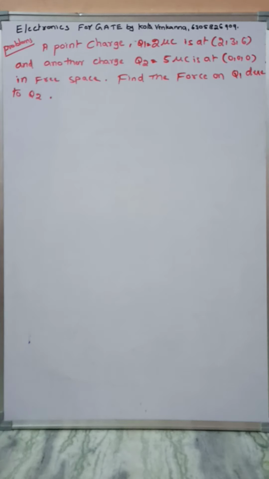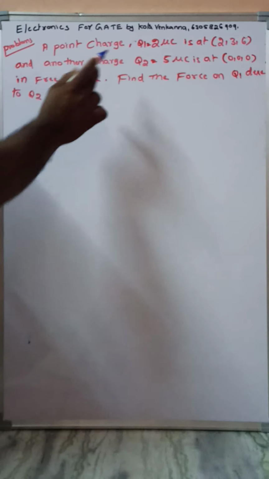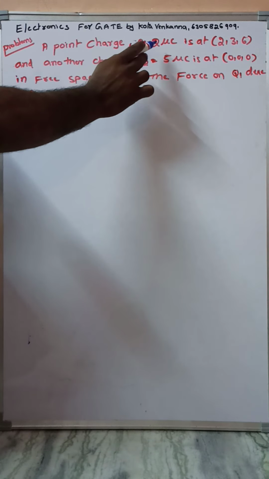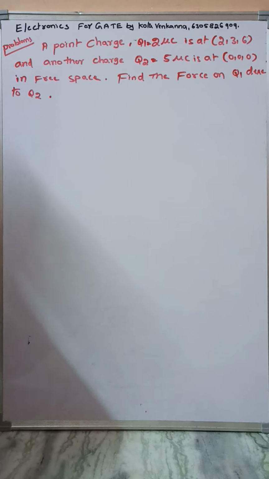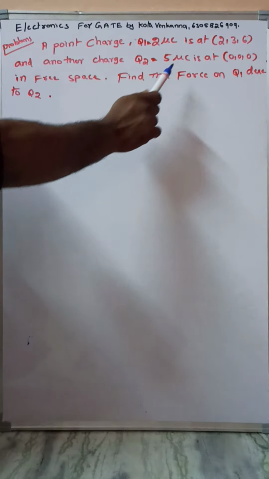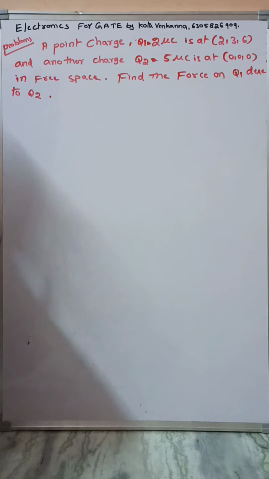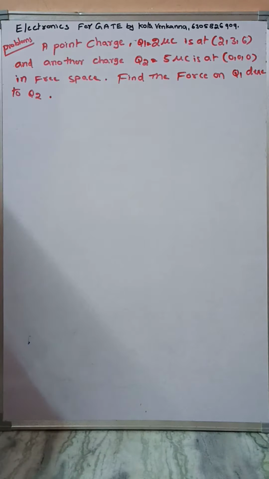Today I want to discuss problems on Coulomb's law. So here is a problem: a point charge Q1 equals 2 microcoulomb is at the point (2, 3, 6), and another charge Q2 equals 5 microcoulomb is at (0, 0, 0) in free space. Find the force on Q1 due to Q2. For any problem, first of all we have to write down the given data.